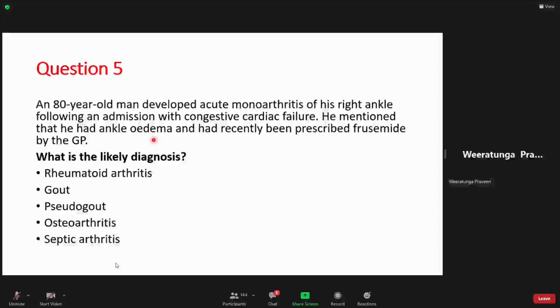Monoarthritis එකක් එනවා, inflammatory monoarthritis එකක් එනවා, gout. Gout is the answer.